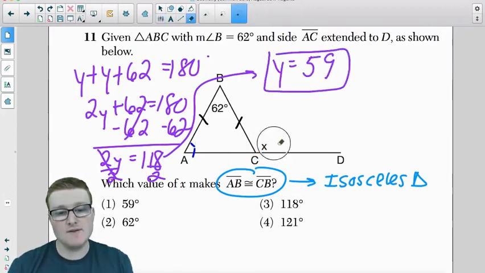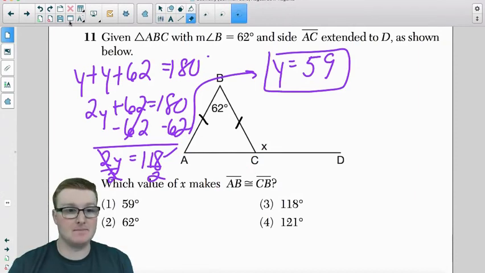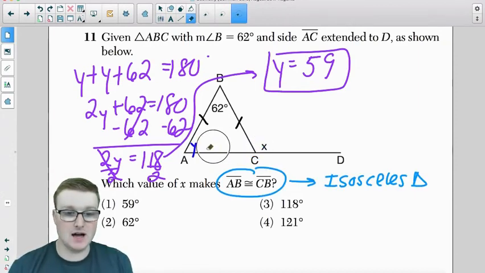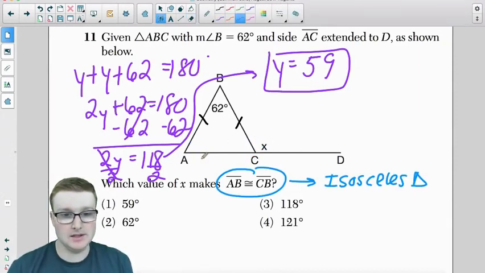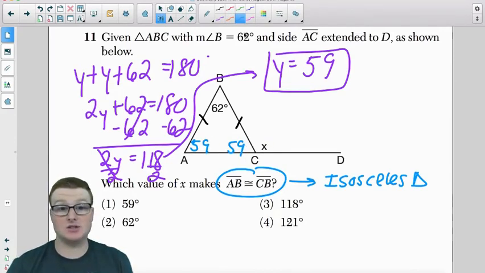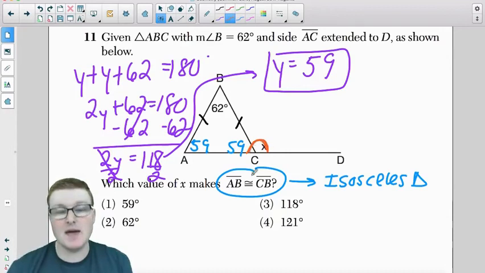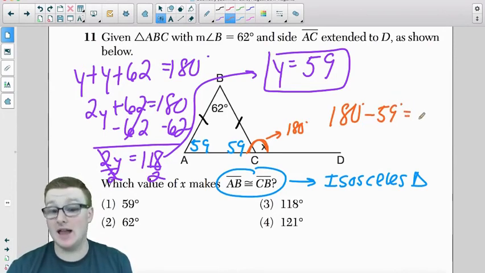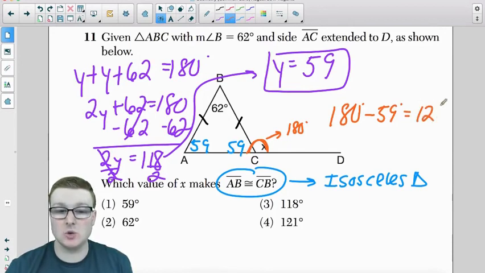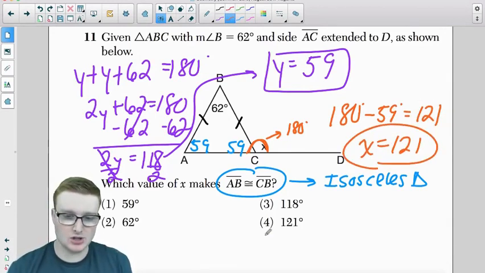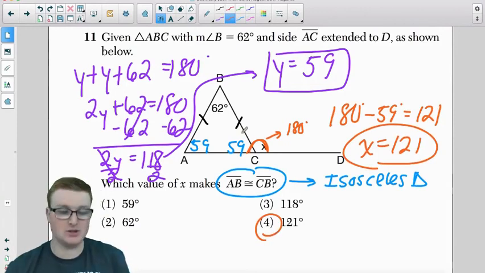So each individual angle on the bottom is 59. So this is 59, and this is 59. It's asking you to solve for x. This is a linear pair. That means it's 180 degrees in total. So you're just going to take 180 degrees minus the 59 degrees, and that will give you angle x, which in this case is 121. Okay, so x is equal to 121. Your answer is choice 4 for that question.